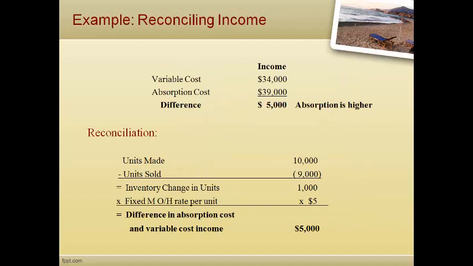Let's summarize. Variable cost income was $34,000 and absorption cost was $39,000. There is a difference of $5,000 in income on the two statements. The difference will always come from the cost of fixed manufacturing overhead in inventory. The company made 1,000 more units than they sold, and inventory increased by 1,000 units. The cost of fixed manufacturing inventory that went to the balance sheet in the 1,000 units is $5,000. This $5,000 cost is reported on the balance sheet and is not on the absorption cost income statement. Less cost on the income statement gives a higher absorption cost income.